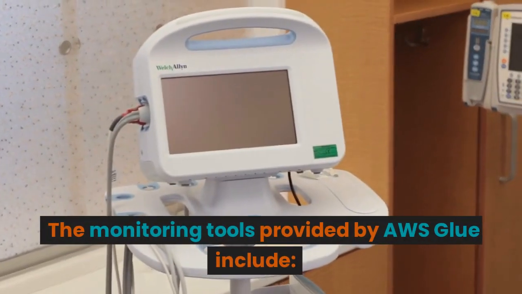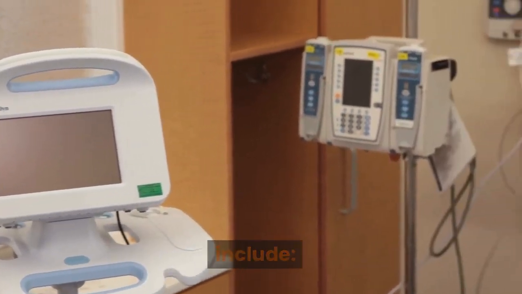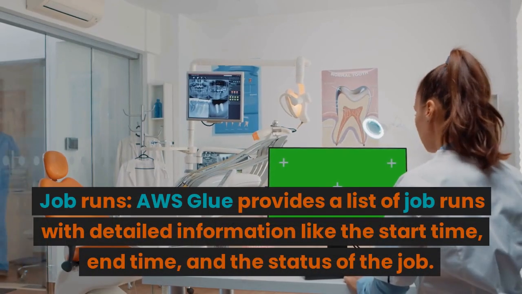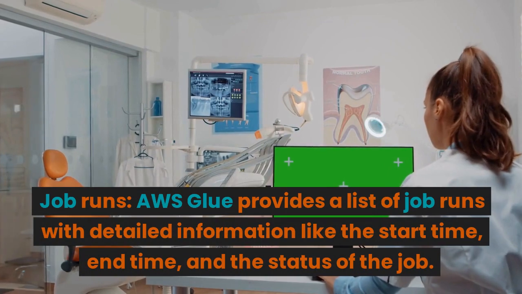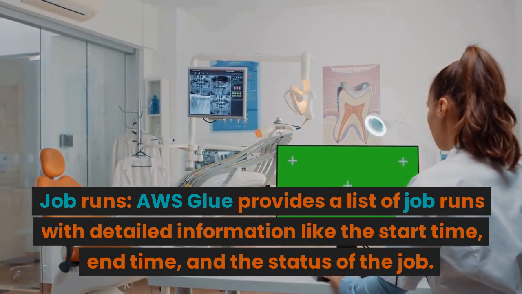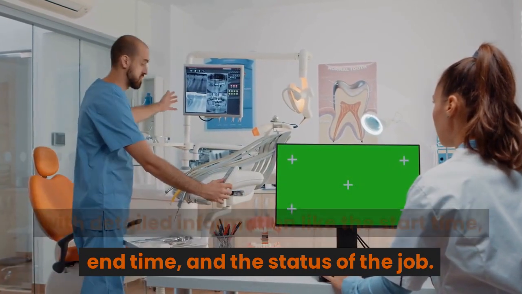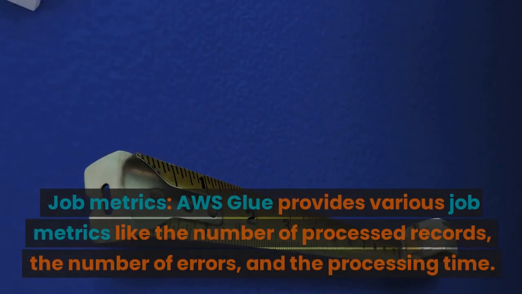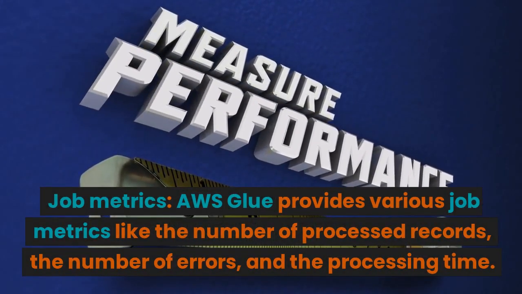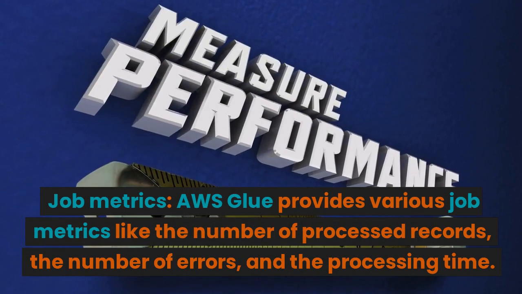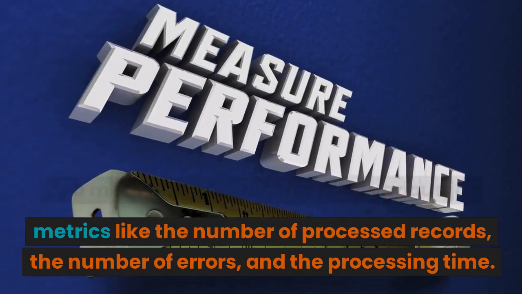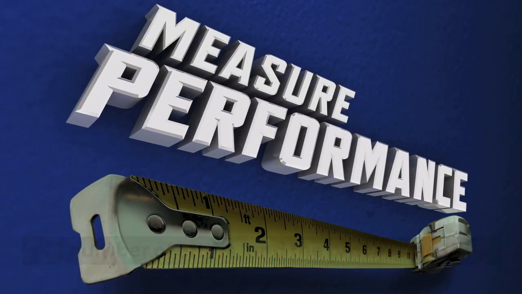The monitoring tools provided by AWS Glue include job runs. AWS Glue provides a list of job runs with detailed information like the start time, end time, and the status of the job. Job metrics. AWS Glue provides various job metrics like the number of processed records, the number of errors, and the processing time.